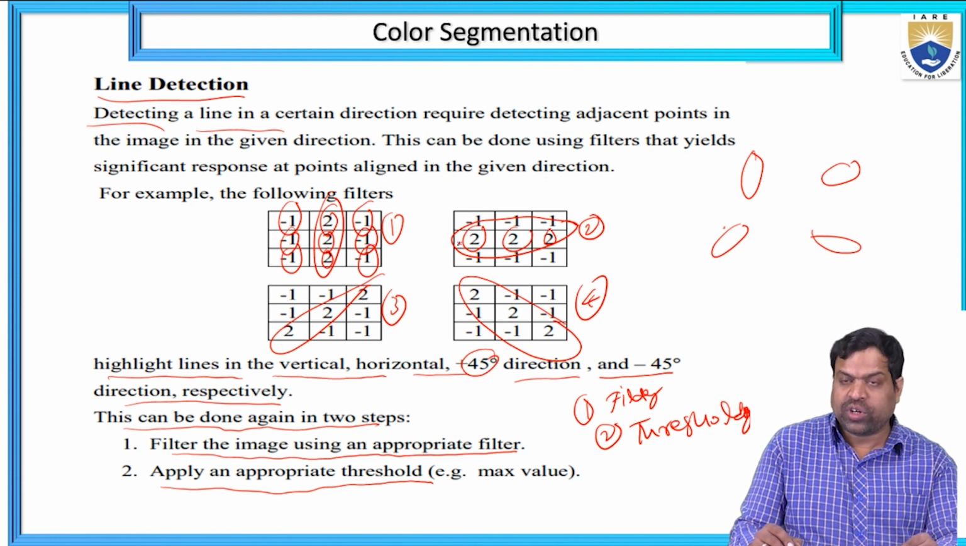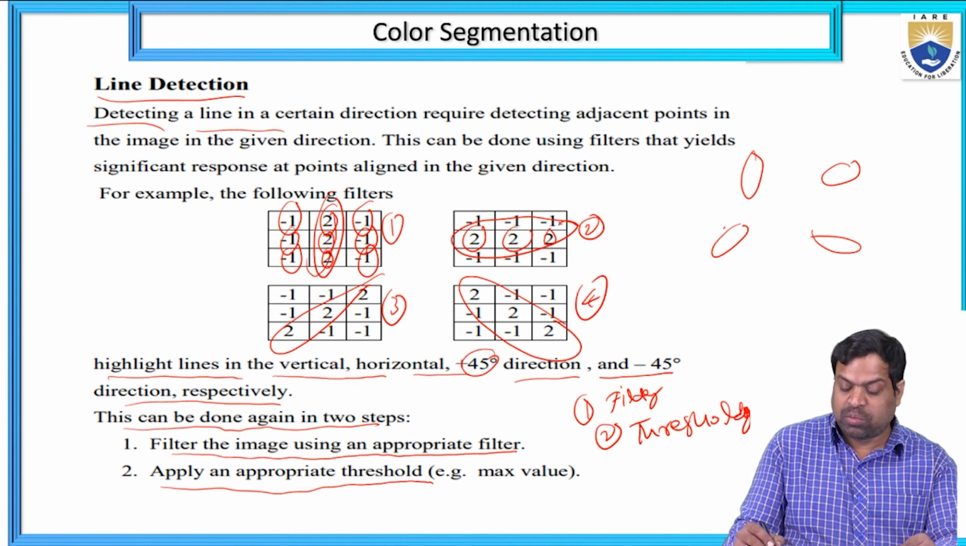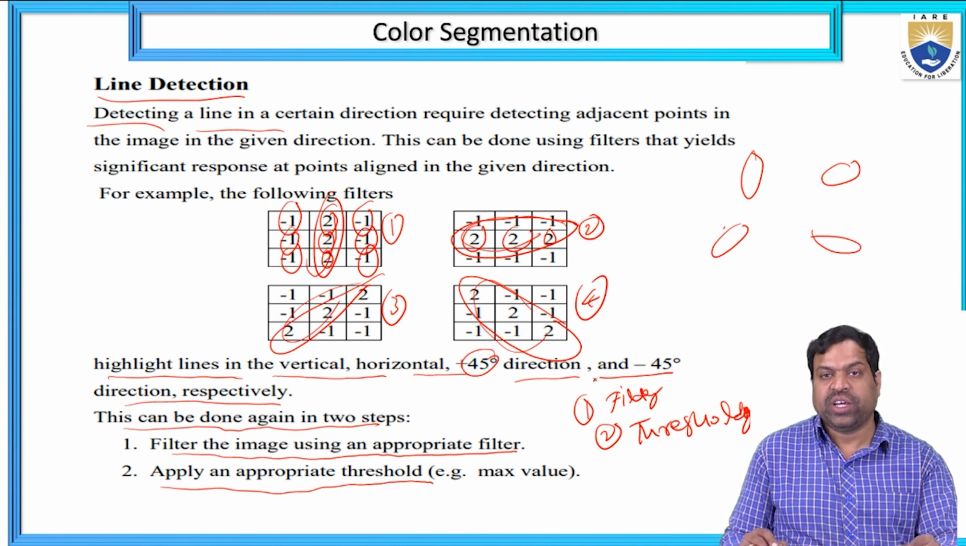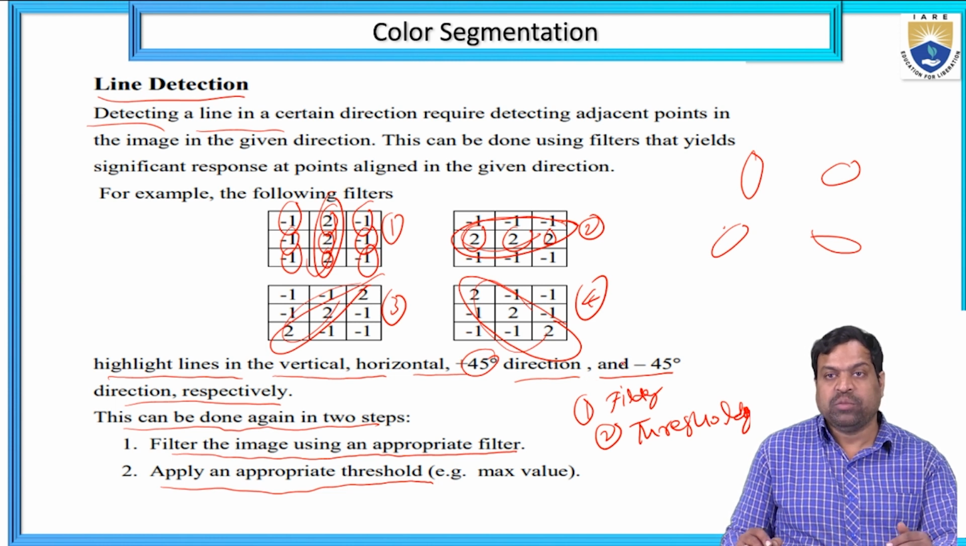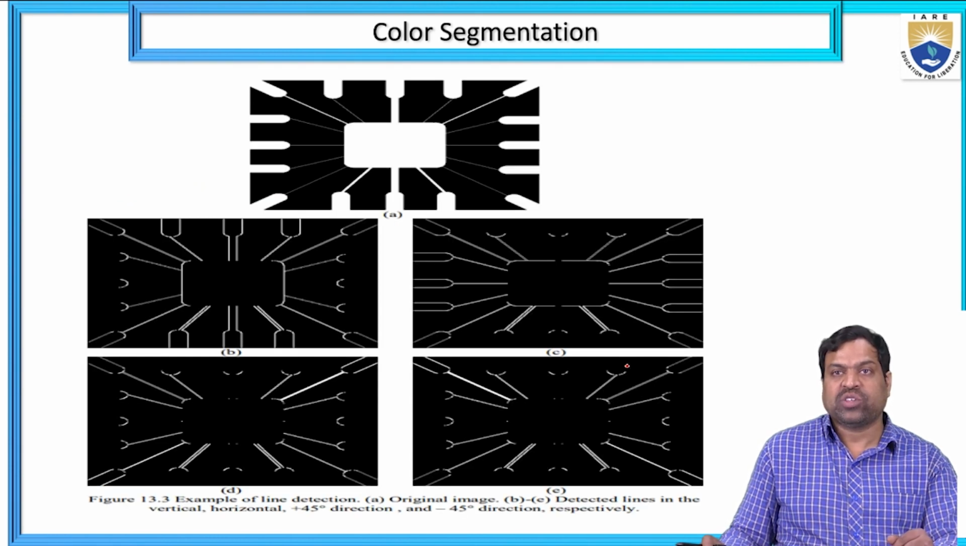So here I am taking 4 different matrices. All the -1s are the mask values. Here it is like this. So it is about the line. The lines are vertical, horizontal, and -45 to +45 direction that I am taking here. There are 2 steps: filtering the image using the appropriate filter and applying the threshold, from the minimum value to the maximum value. It is one example of line detection.